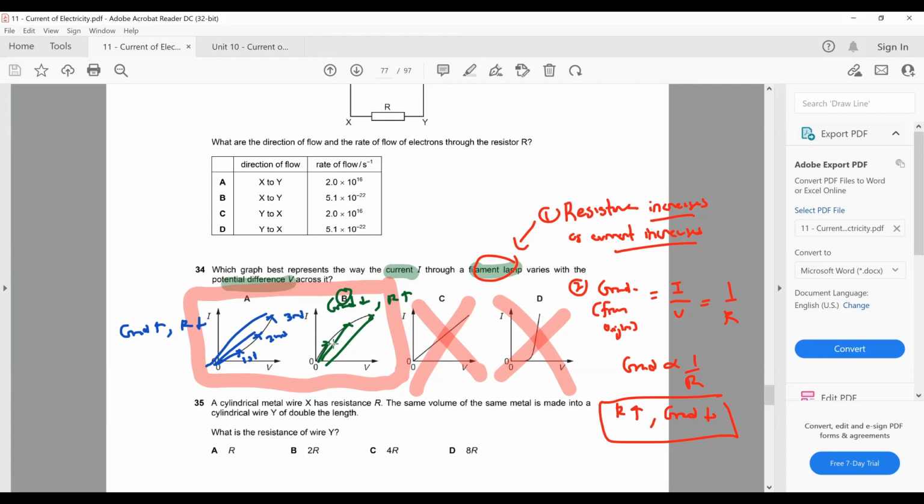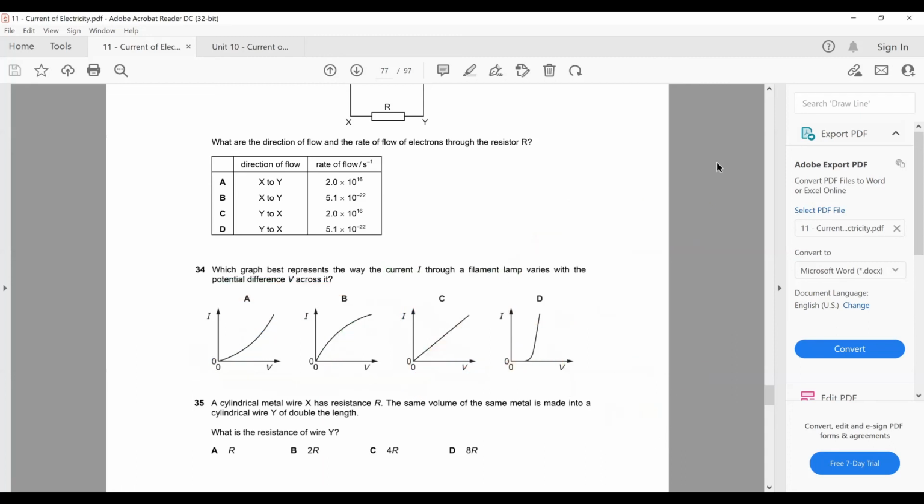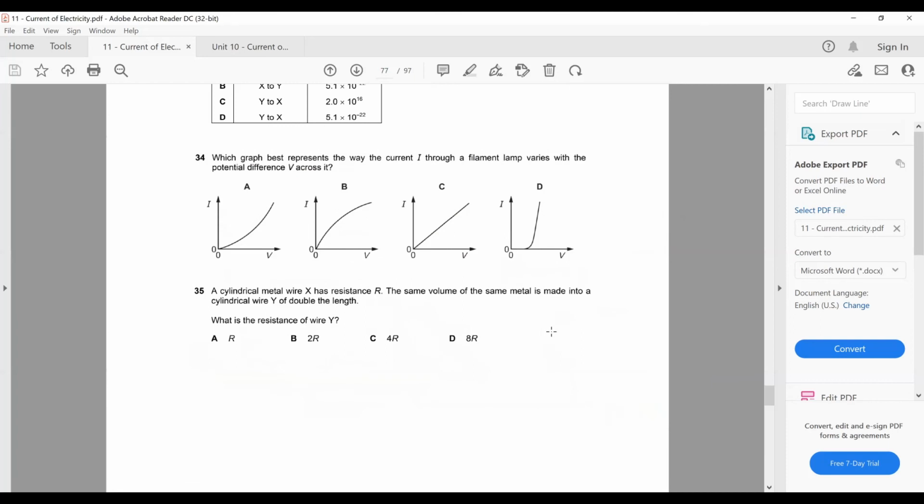Okay, then we move on to question 35. Question 35 is talking about resistivity. So let me just clear off everything. Now you have a cylindrical metal wire X of resistance R. The same volume of the same metal is made into cylindrical wire Y of double the length. What will be the resistance of wire Y?